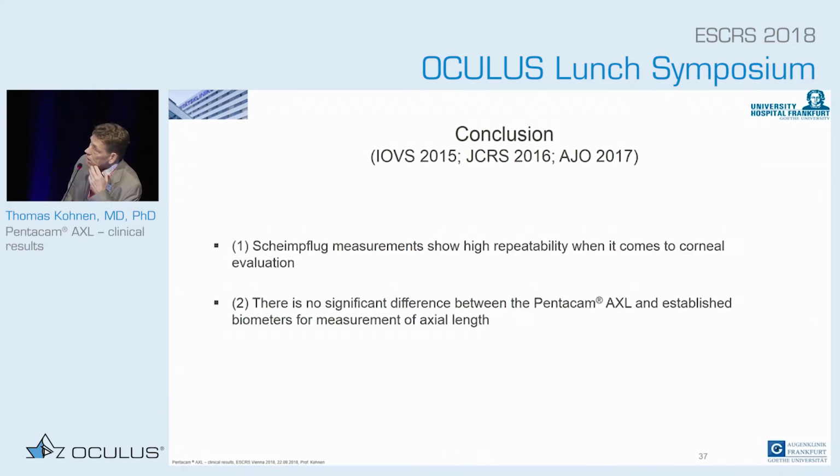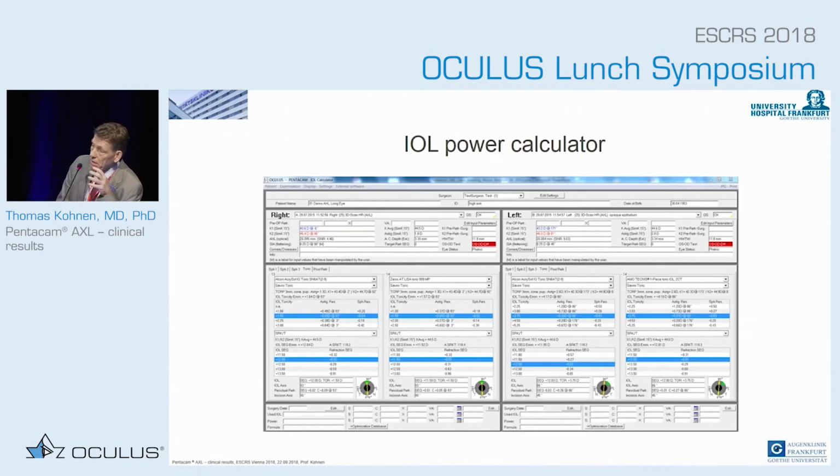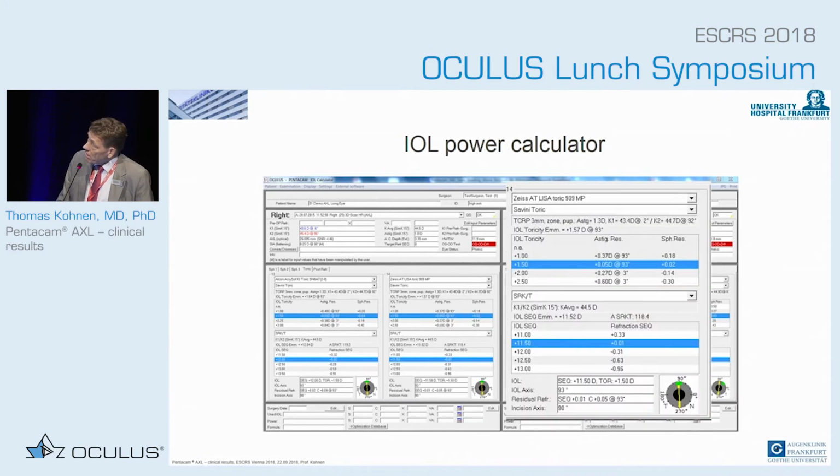So conclusion, we need Scheimpflug measurements showing high repeatability. We found there is no difference for the axial length measurement compared to established biometers. And therefore, the next step is IOL calculation. IOL calculation is done here, which is actually very obvious and very logical. Once you have a device which can take anterior and posterior measurements and axial lengths, then you go to IOL calculation because you have everything now in one device. And Oculus has actually done this.